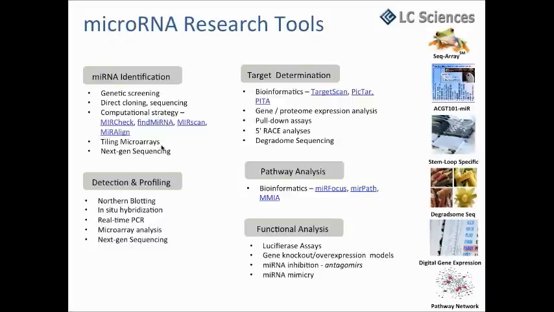And then the final step to perform functional analysis, you can use luciferase assays. Then, of course, typically knockout models. You can inhibit your microRNA expression using antagomeres, or you can reinstate microRNA expression basically using microRNA mimicry.